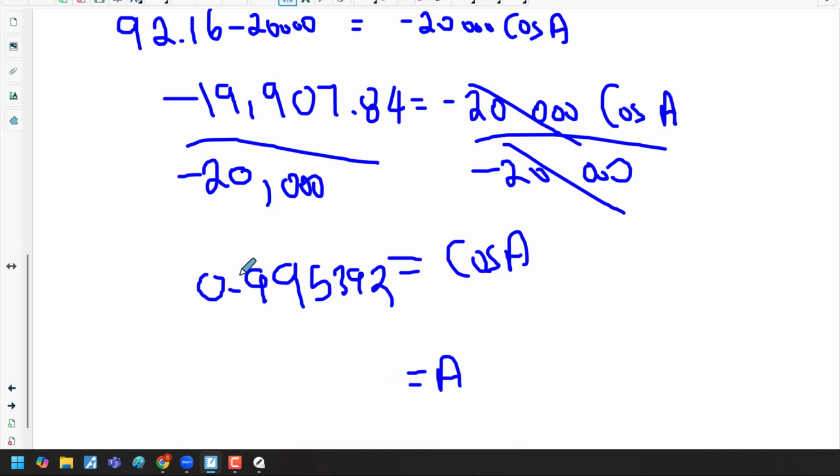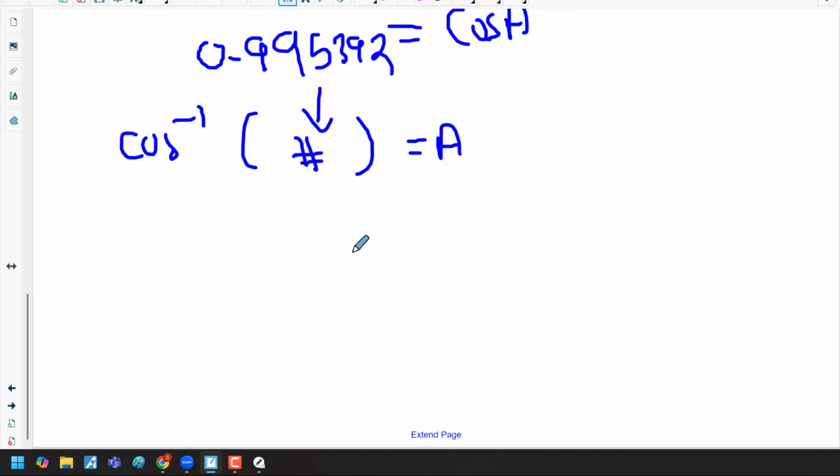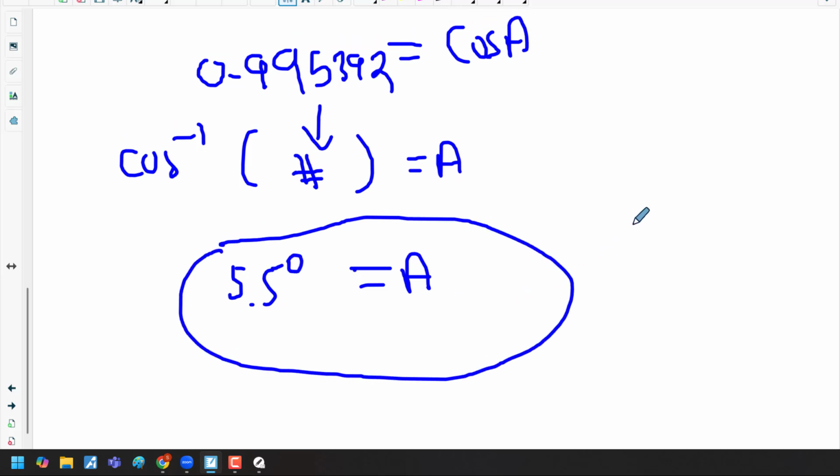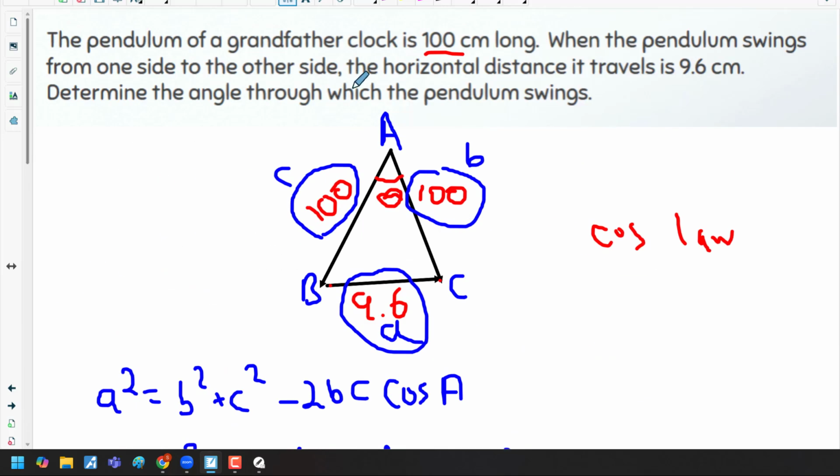And your angle A is going to equal the inverse cos of this number here, which is what exactly? Well, just use your calculator and do it. 0.995392 shift cos gives 5.5 degrees. And just keep one decimal place. That's the answer, 5.5 degrees. So it's not really swinging very much. It's swinging like 5 degrees, which makes sense if you've ever seen a pendulum clock.